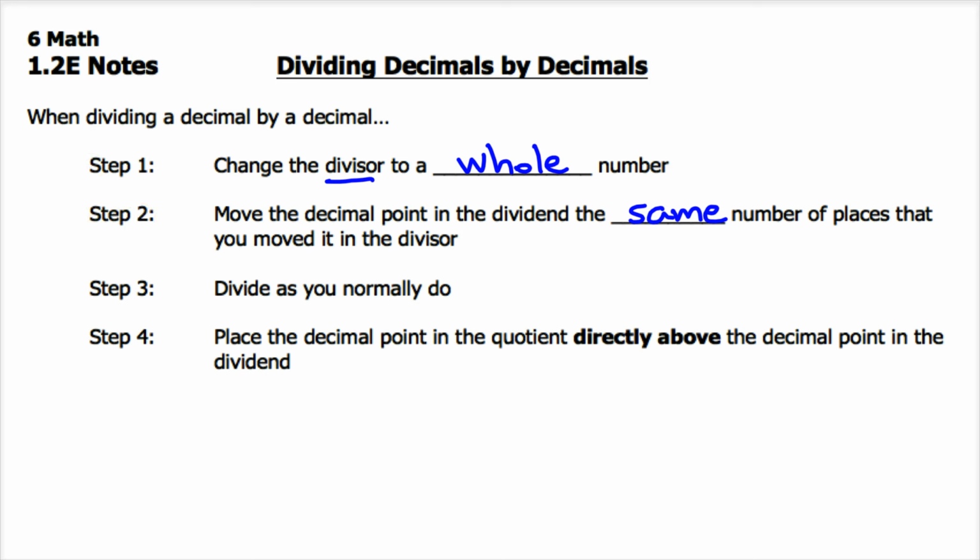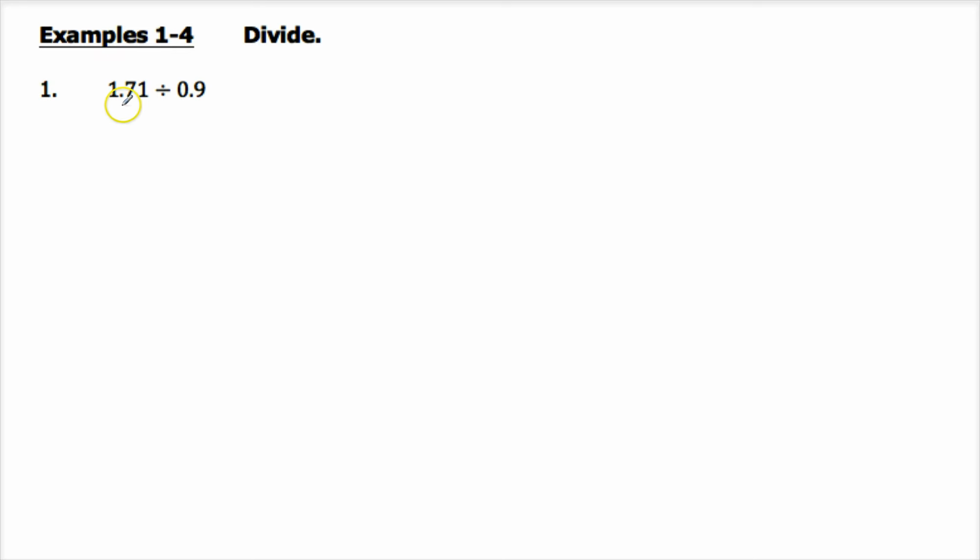Okay, so example 1, I have the problem 1.71 divided by 0.9. So 1.71 is my dividend. That goes inside my division house. And then 0.9 is my divisor, and that goes on the outside. And again, you can write 0.9 just as .9.